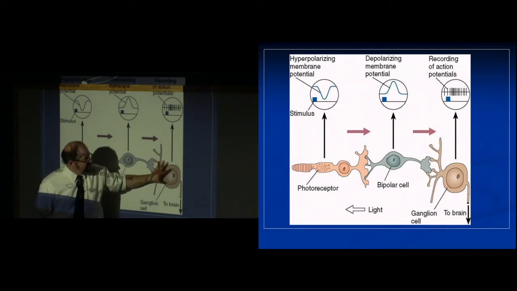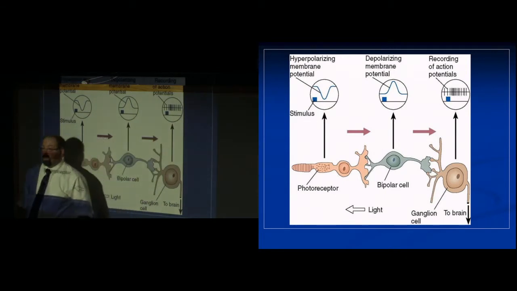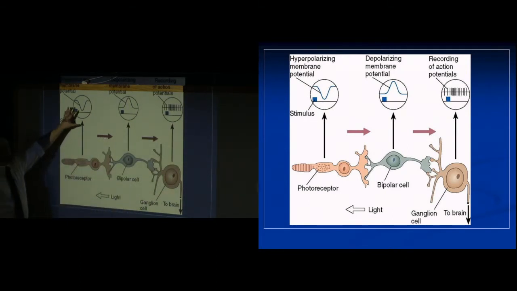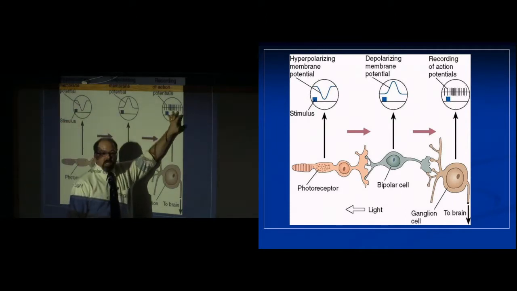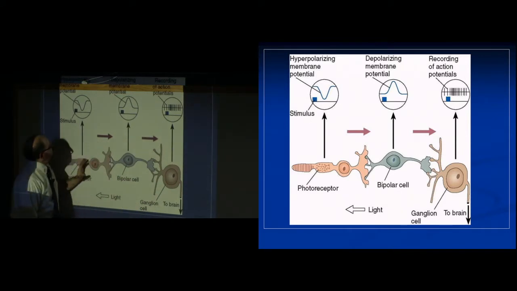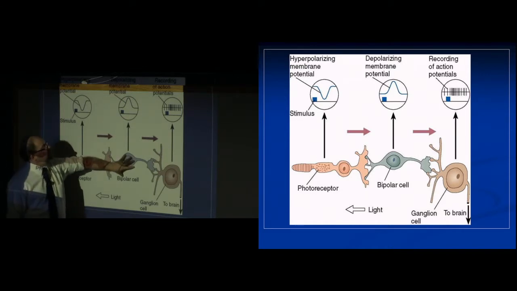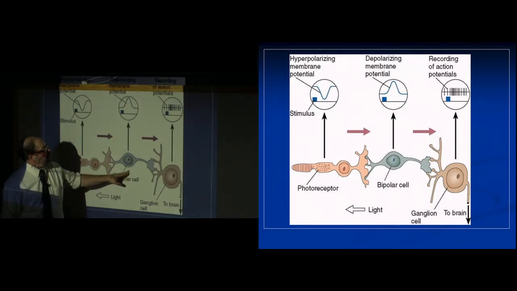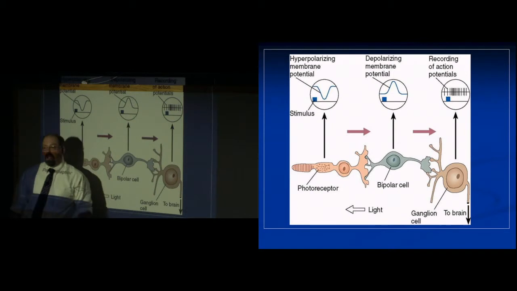That's going to excite this ganglion cell. If we exceed threshold, we're going to get action potentials. So to make a long story short, we're going to have graded potentials here. We'll have action potentials here. Light is going to hyperpolarize the photoreceptor. That results in disinhibition or depolarization of the bipolar cell's membrane potential, release of neurotransmitter, and action potentials to the brain.